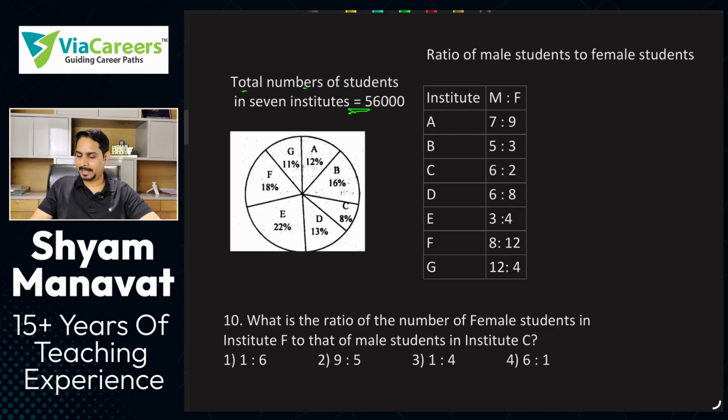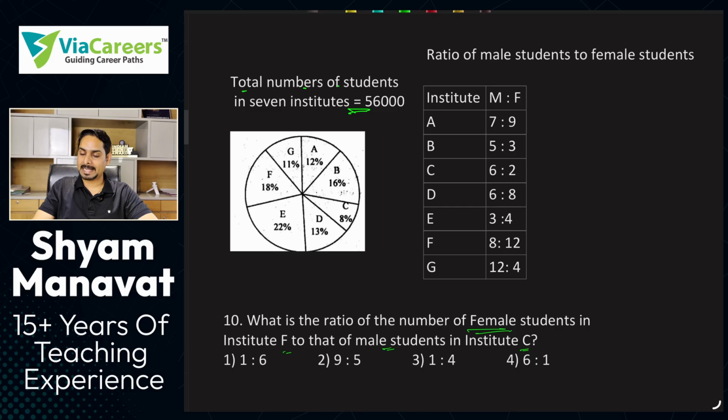Okay. And then we got the question. So try doing it by yourself. बहुत difficult नहीं है. Interpret करो, try करो. क्या question है? What is the ratio of number of female students in Institute F to that of male students in Institute C. Female in F. Okay.